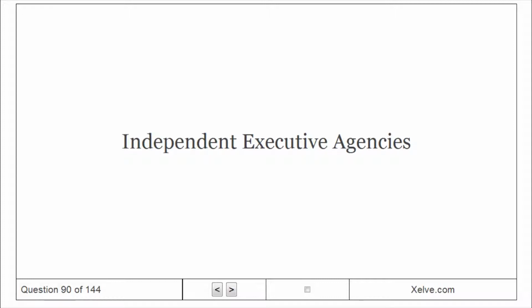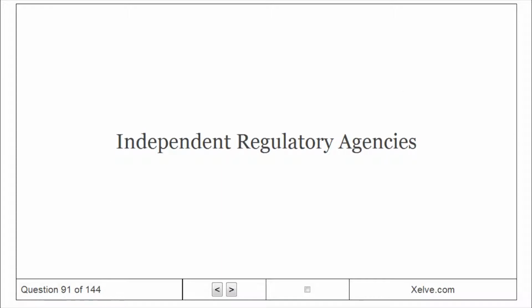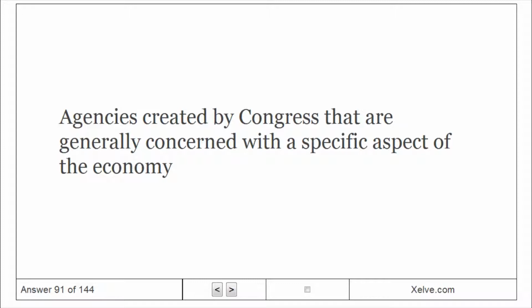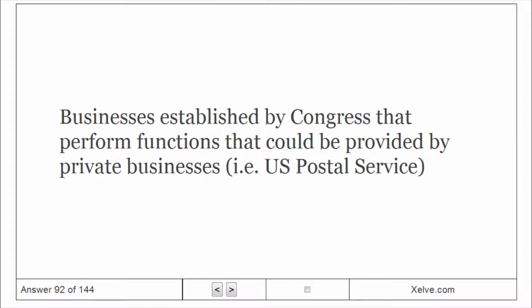Independent executive agencies. Federal agencies that are part of the executive branch but outside the structure of cabinet departments. Their heads typically serve fixed terms of office and can be removed only for cause. Independent regulatory agencies. Agencies created by Congress that are generally concerned with a specific aspect of the economy. Government corporations. Businesses established by Congress that perform functions that could be provided by private businesses.